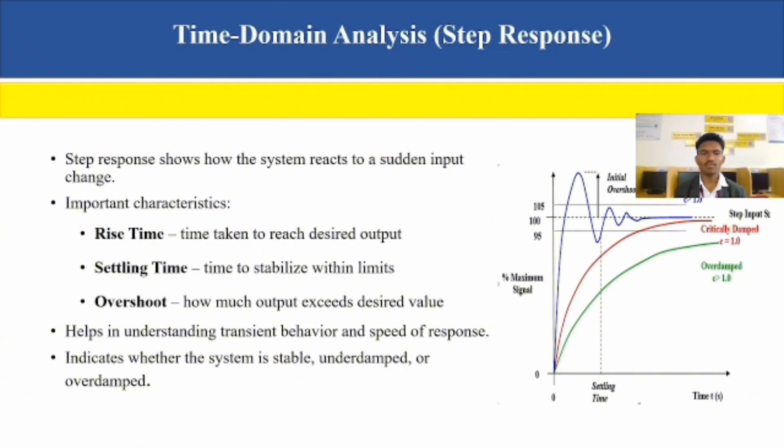The settling time band is always plus or minus 2 to 5%. It helps to understand the speed of response and system stability, under damped, over damped, and critically damped. In the graph, we can easily see how the settling time increases. The graph shows the waveform for underdamped, overdamped, and critical damping values by the maximum signal level. Thank you.